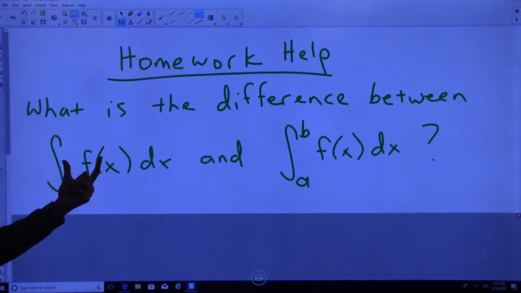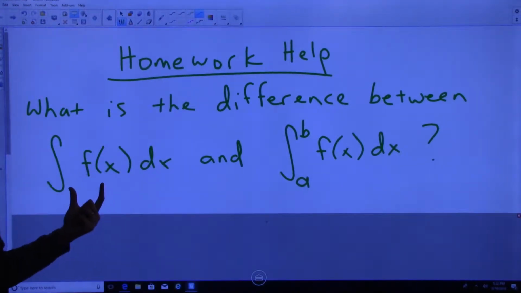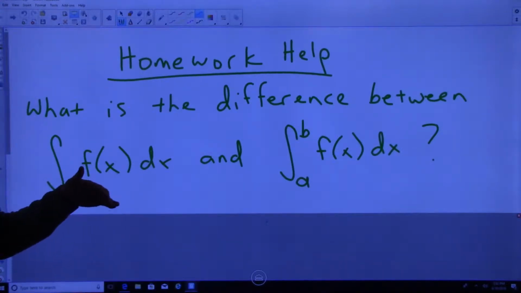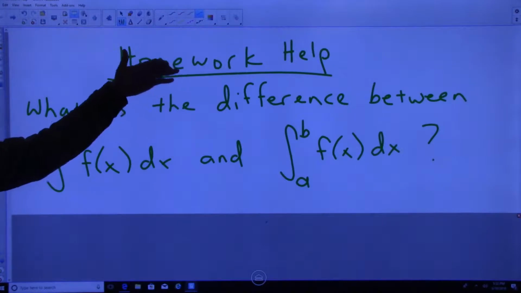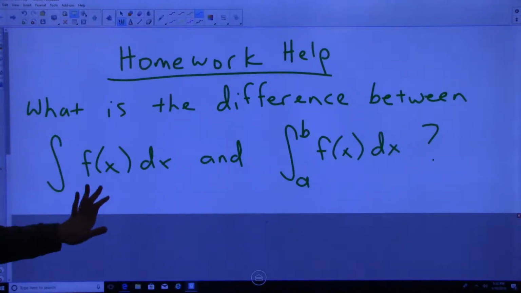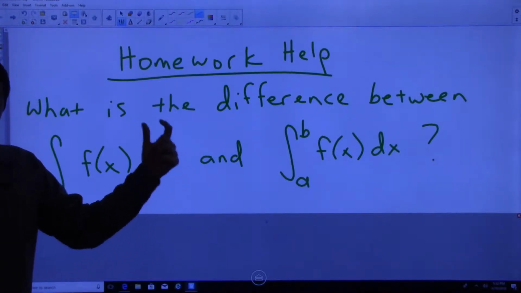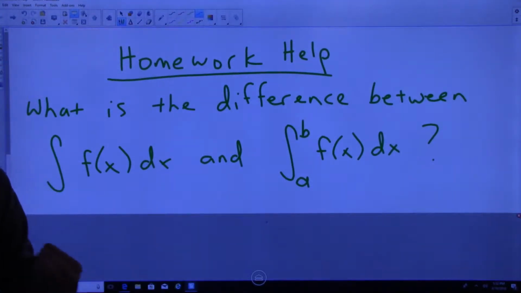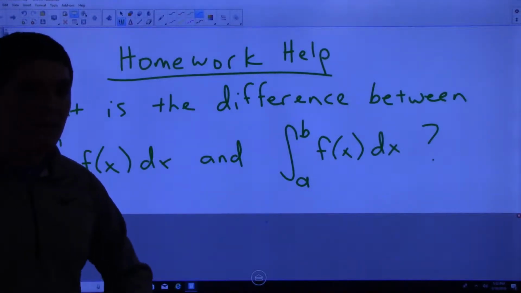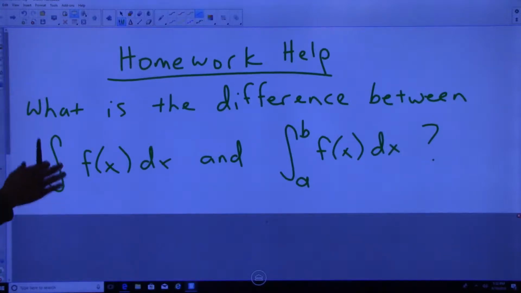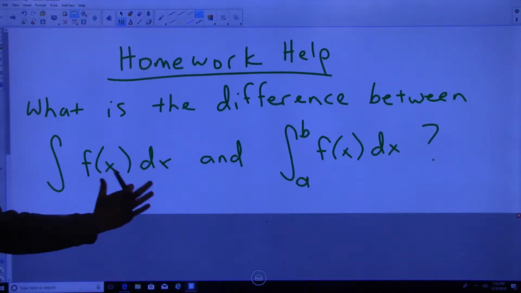The difference here, first of all, is that this one means just find the antiderivative. Remember, we spent one day finding antiderivatives. We would find the equation that, if we took the derivative of it, would have given us f of x. And we always put a plus c, because there could have been some constant we didn't know about that gave us 0 when we took the derivative. So this just means find the antiderivative.